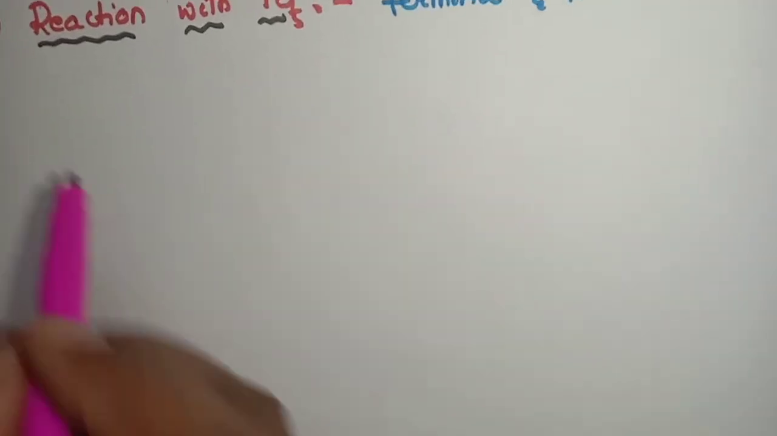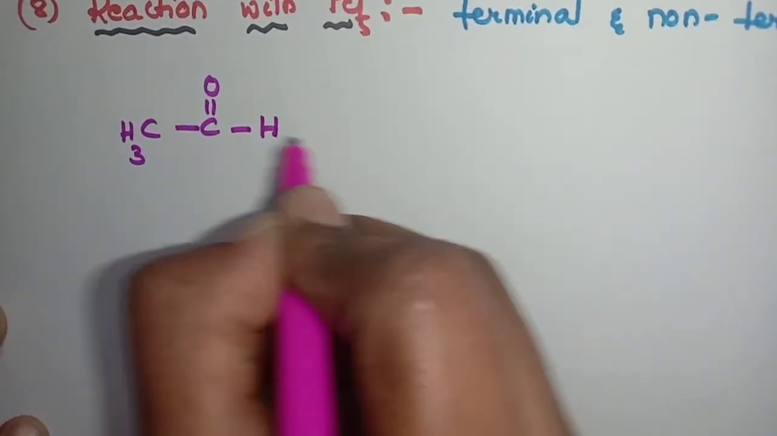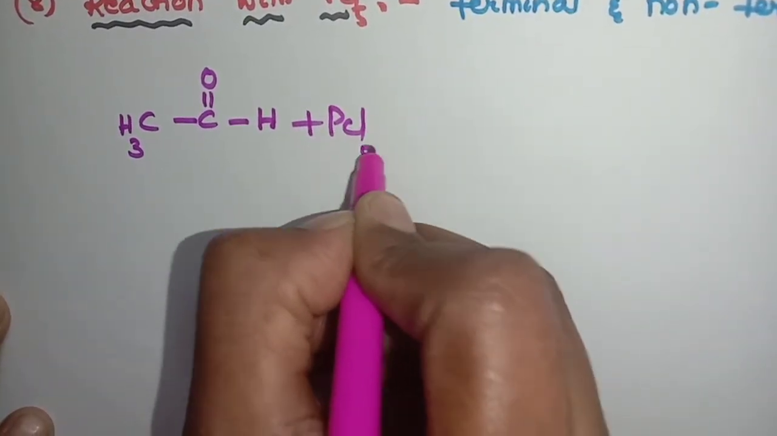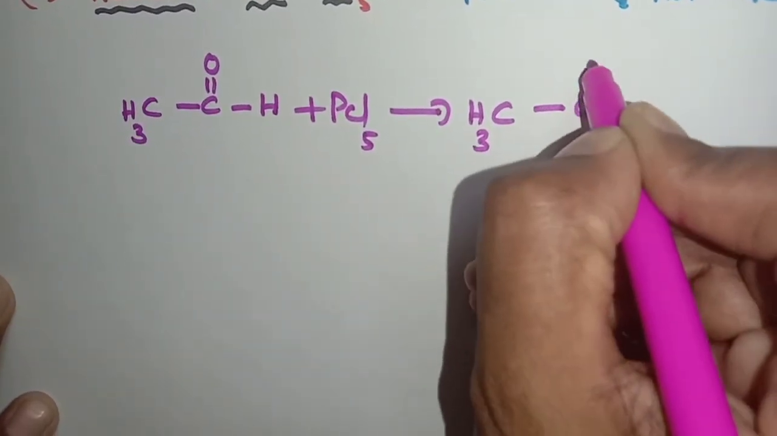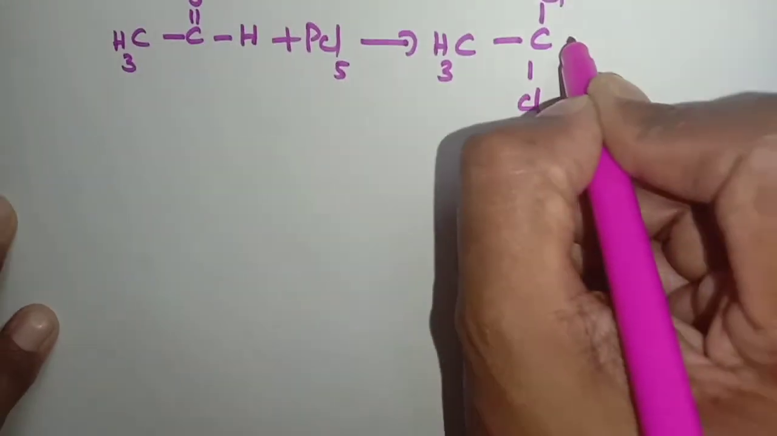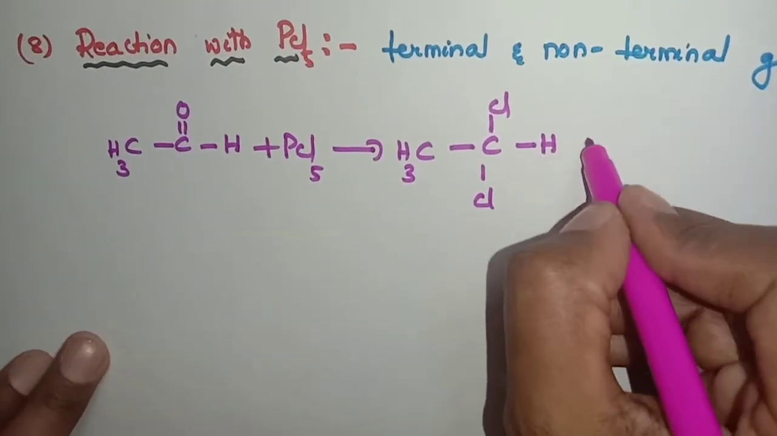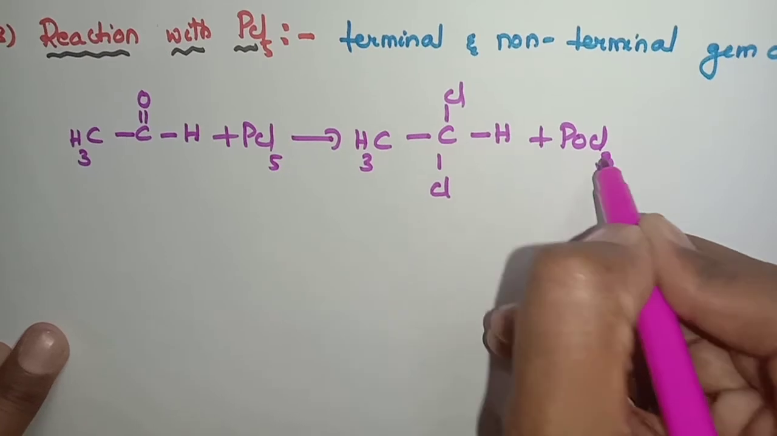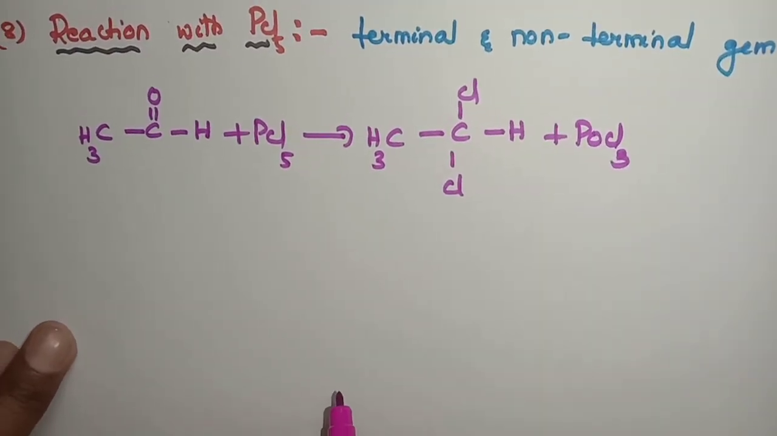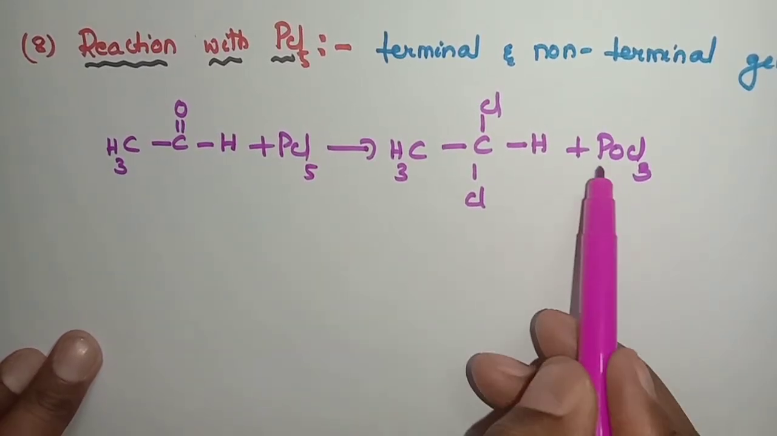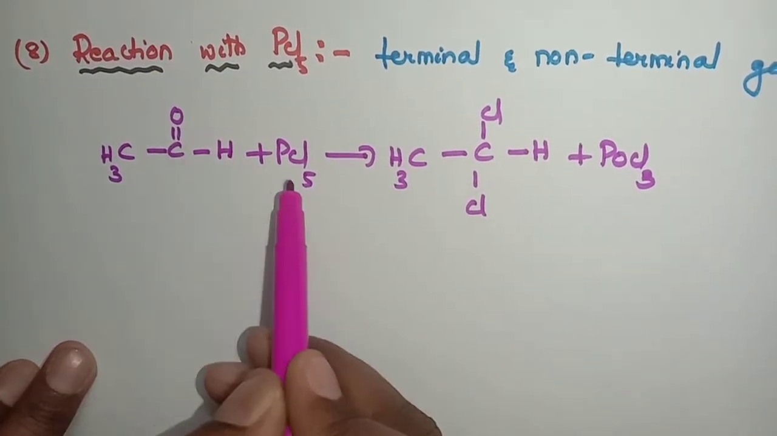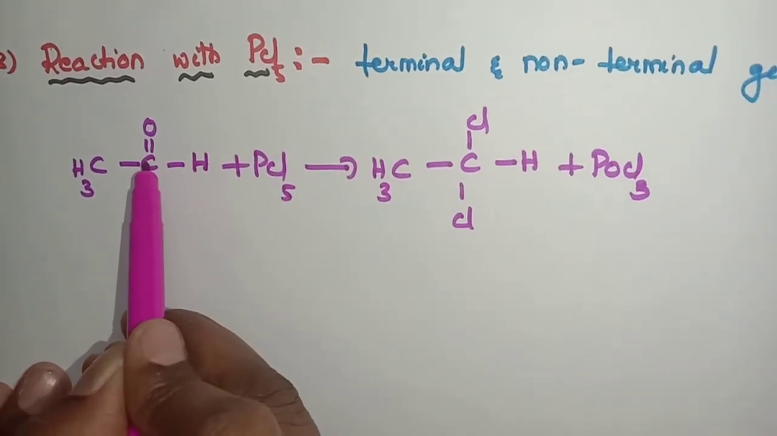Let me show you the reaction. Write down the first one, taking acetaldehyde. CH3 C double bond O H plus PCl5 gives rise to CH3 CCl2H, plus POCl3. This is phosphoryl chloride. So what is happening here? This oxygen is going with phosphorus, coming out as POCl3. So two bonds are vacant here. Two chlorine atoms are coming to near the carbon.